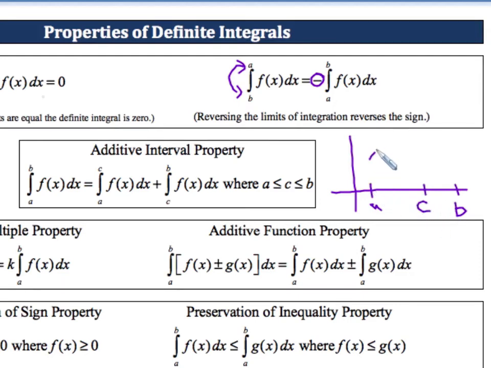Now, if I draw a function on this interval, okay, if I want to find the entire definite integral from a to b, I can simply add up my integral from a to c, and then from c to b. Okay, so we can just add those two intervals together to get the one big interval.